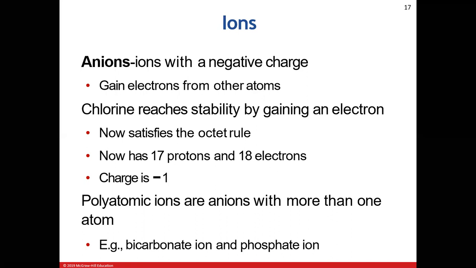Now, we also have polyatomic ions, and these are anions with more than one atom. For example, a bicarbonate ion and a phosphate ion. And we'll talk a little bit more about the bicarbonate ion when we talk about buffers, and the phosphate ion a little bit later with ATP.